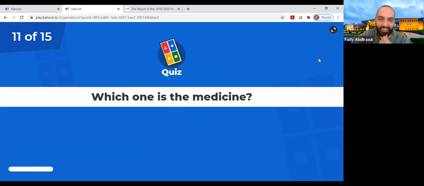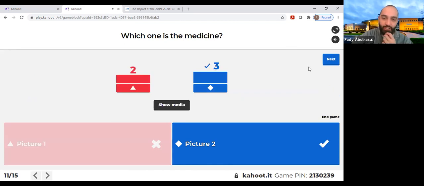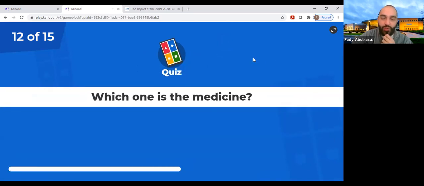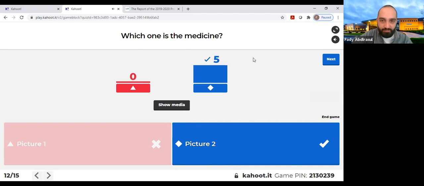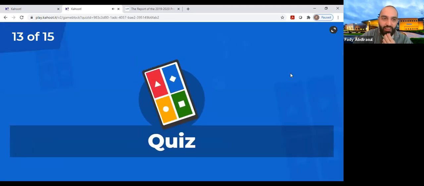All right. Which one is the medicine? It might be a little hard to see, but they look very similar. Good, most of you got it on the picture too. Exactly, that is the medication. Those are multivitamin gummies. Which one here is the medication? Excellent. That one was a little easier. That one looked like the medication. So picture 2 was the drug there.